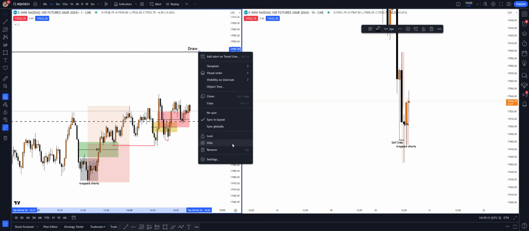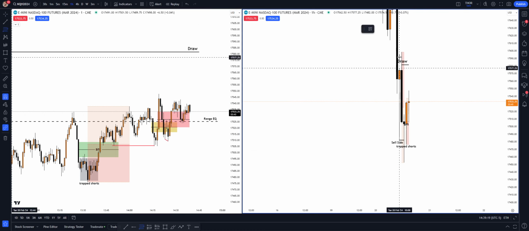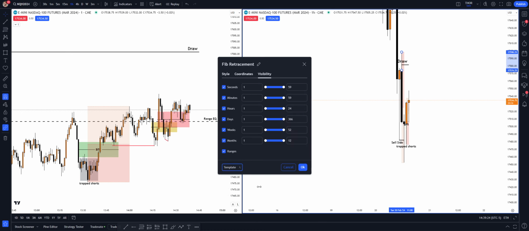I want to see that level on the hourly. I think that's the CE of the hourly wick, more or less. Yep.